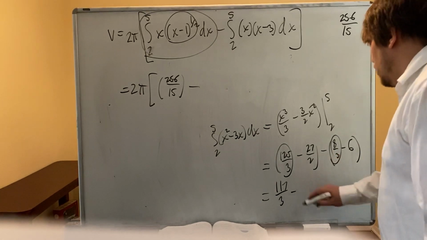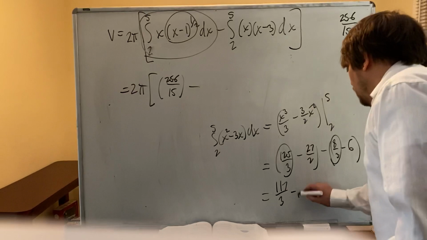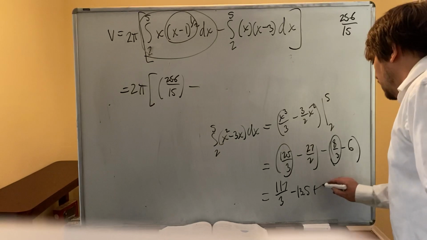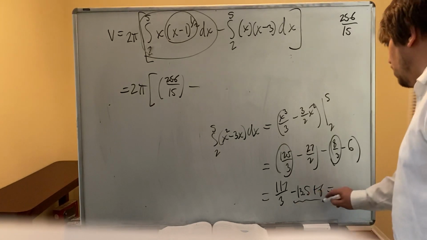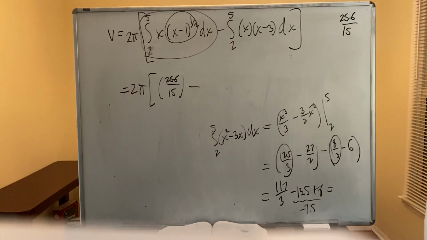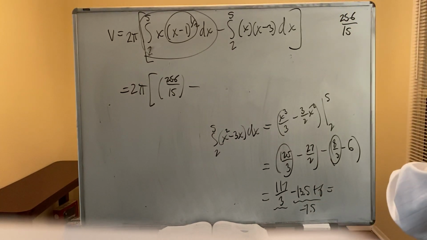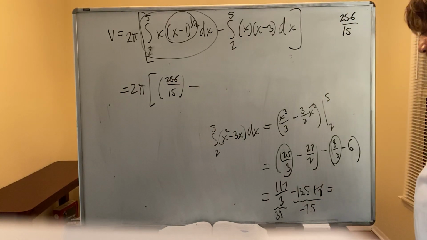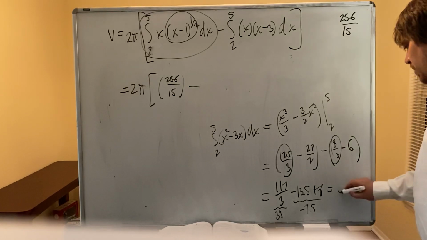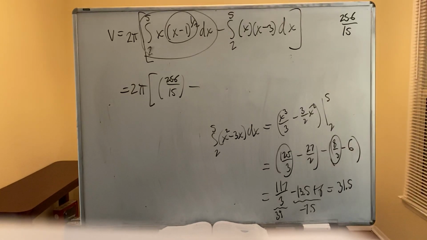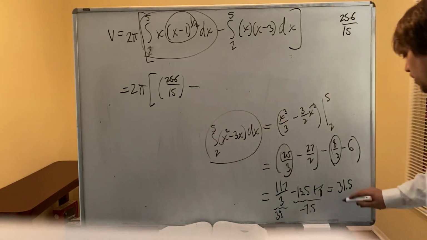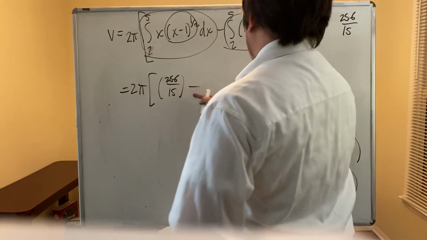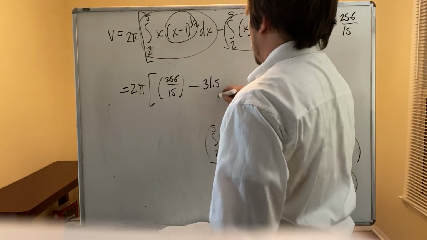So that's equal to 125 over 3 minus 8/3 is 117 over 3, which is 39. 27 over 2 is minus 13.5. And then minus 6 is plus 6. And so that's minus 7.5 there. So 39 minus 7.5 is 31.5. Okay, so this definite integral is 31.5. So this definite integral is 256 over 15 minus 31.5.